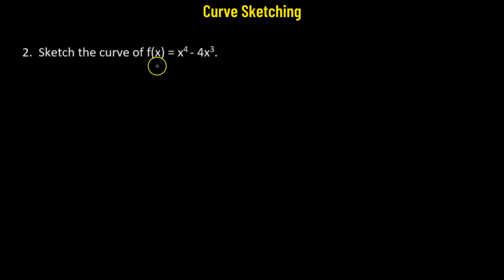Problem number 2, we need to sketch the curve of the function x raised to the power of 4 minus 4x cubed. This time we have x cubed, earlier we had x squared. So there will be a huge difference in the shape of the curve. So let us begin.